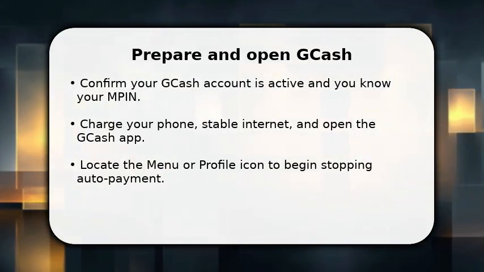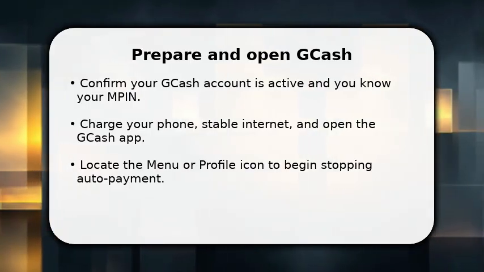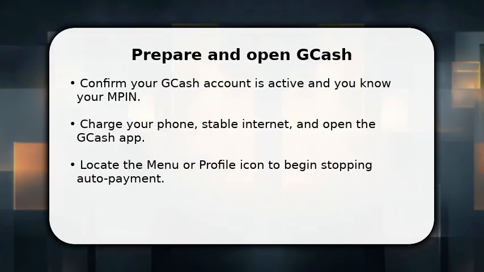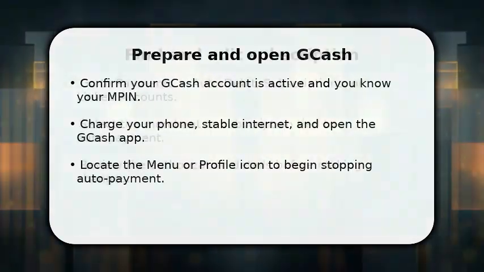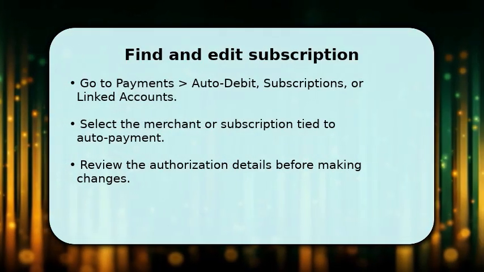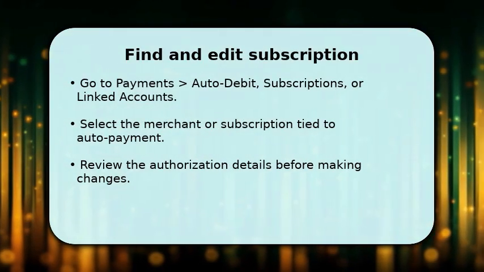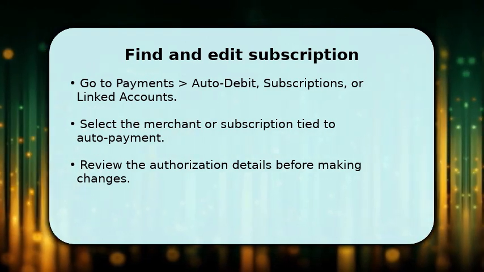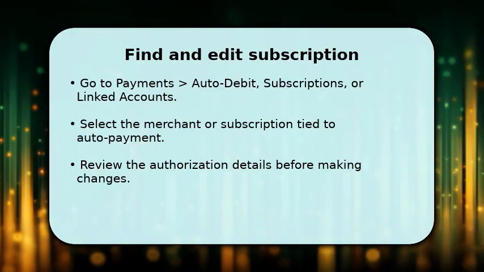Don't backtrack. Go directly to payments, subscriptions, or linked accounts depending on your app layout. This first set of actions places you exactly where you need to be. Once done, navigate to payments and then to auto debit, subscriptions, or linked accounts. Labels vary by version. You will see a list of merchants and services. Tap the one you want to stop.